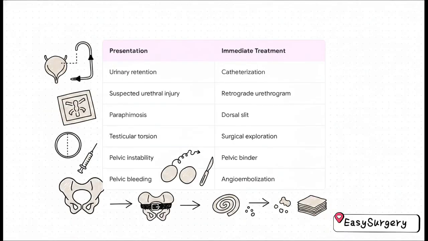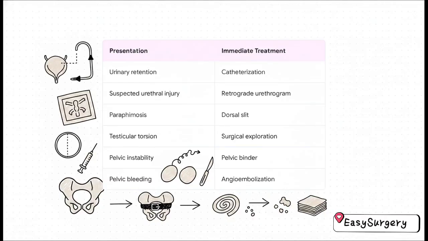Moving down the body, let's look at urological and pelvic emergencies. Acute urinary retention? Pretty straightforward, you get a urethral catheter. But pay close attention to this next point because it's absolutely crucial. If you even suspect a urethral injury, you must stop and do a retrograde urethrogram before you ever attempt to place a catheter. It's a classic pitfall. Next up, if paraphimosis fails manual reduction, you do a dorsal slit to quickly relieve that constricting band. Testicular torsion means immediate surgical exploration to save the testicle.